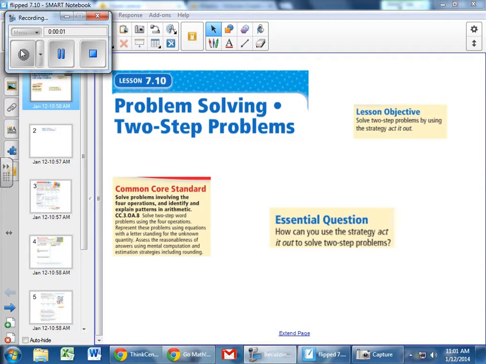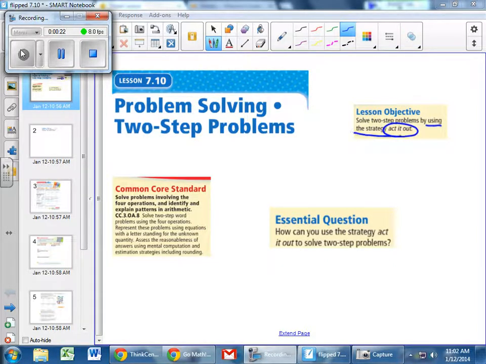We are on lesson 7.10 today, problem solving with two-step problems. Remembering that you're going to have two different operations to do in order to solve these problems, we need to remember to always look for those keywords to help us figure them out. Our lesson objective is to solve those two-step problems by using the strategy of act it out. Remember, act it out just means draw it out.